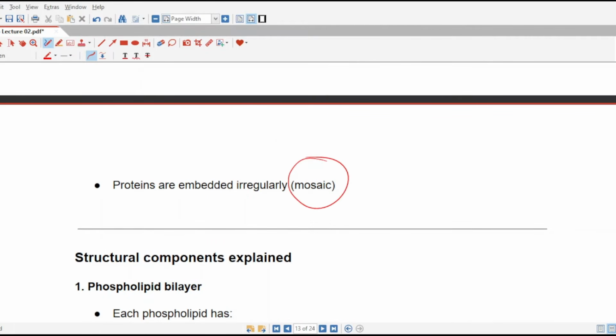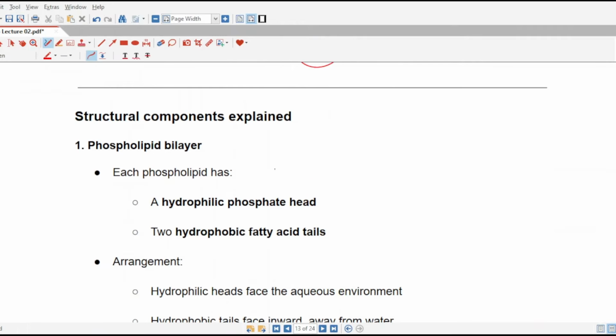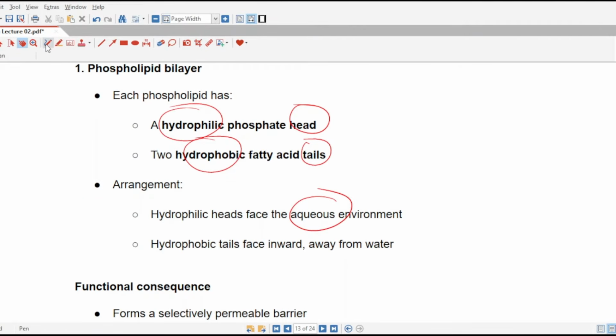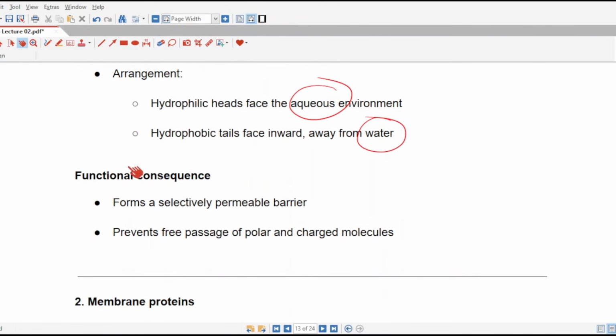The structural components are phospholipids, where the head is hydrophilic and the tail is hydrophobic. What is the arrangement? Hydrophilic heads face the aqueous environment, and the tails face inward, away from water. What is the functional consequence of this? Because of this, the cell membrane forms a selectively permeable barrier, and it prevents the free passage of polar and charged molecules. That's why the cell membrane works perfectly as an effective barrier.